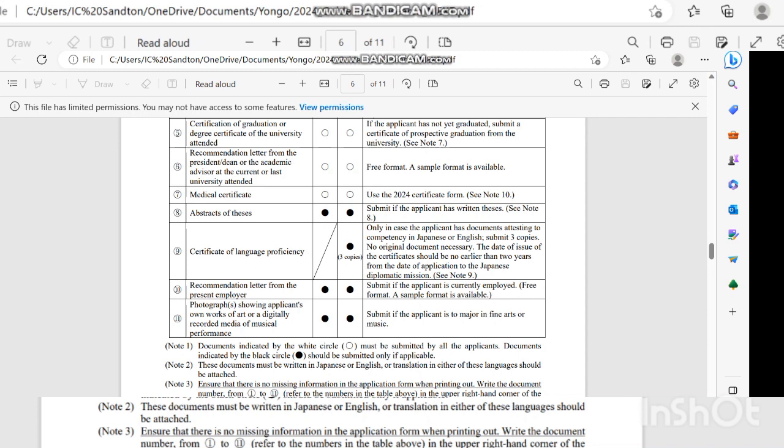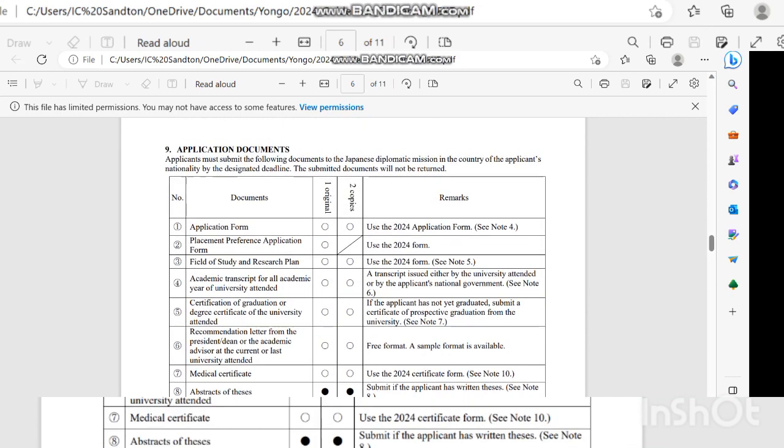Then recommendation letter from the present employer. This is not mandatory because they appreciate, as I said in the previous video, that you may not be working at the time. Then photographs showing applicants' own works of art or a digitally recorded media of musical performance. This is only necessary for those hoping to major in fine arts or music. So guys, as far as document completion goes, we've gone through all the documents that need to be completed. I'm not going to make this video any longer than it already is.